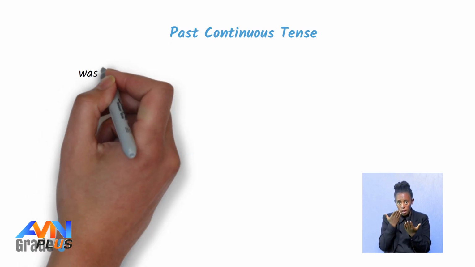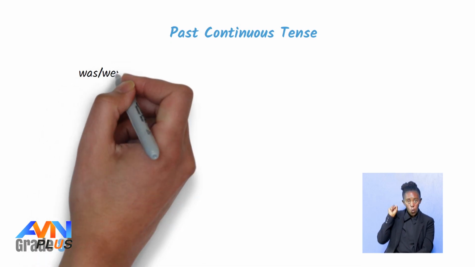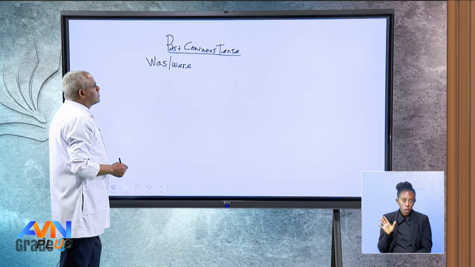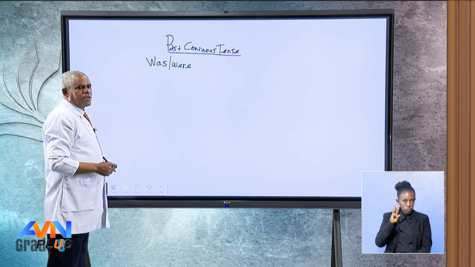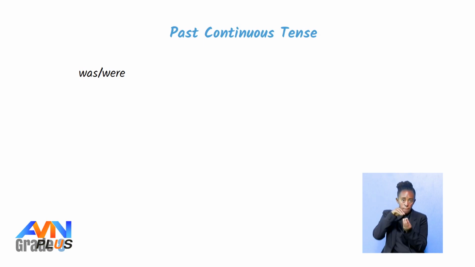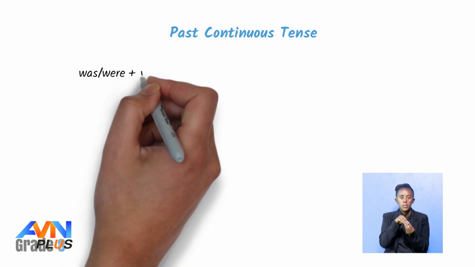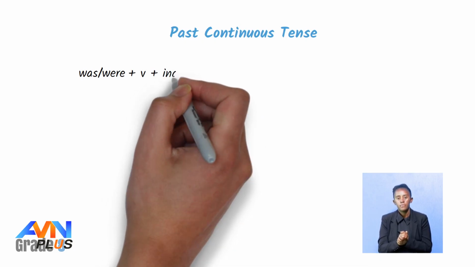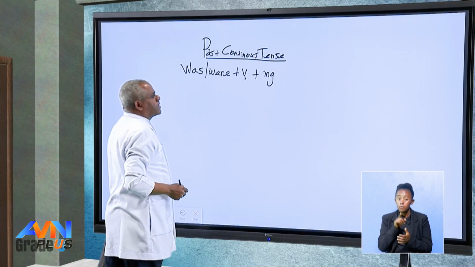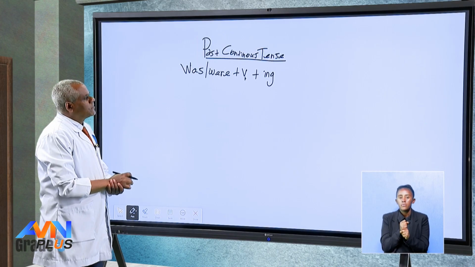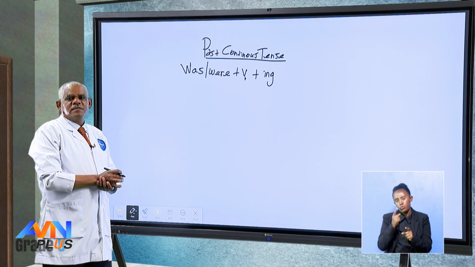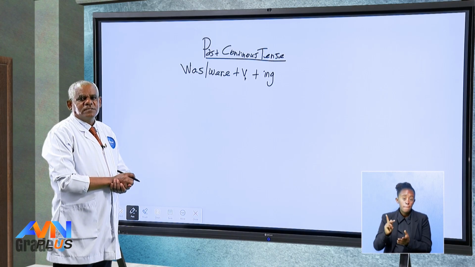Was or were. Very important. Don't forget, was and were must be there. Plus what? Plus the verb, in the form of verb 1, plus ing. If you are making some sentences based on the structure, you are quite correct. This is past continuous tense.